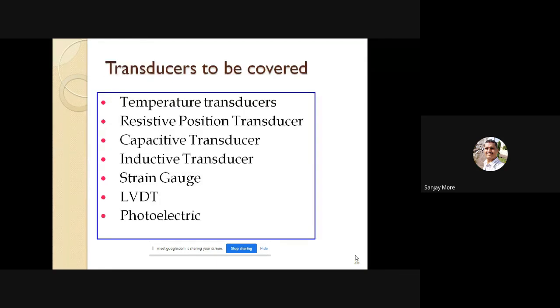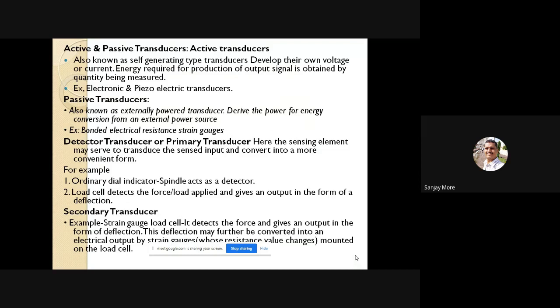See the major classification of transducers: temperature transducer, resistive position transducer, capacitive transducers, inductive transducer, strain gauges, LVDT, linear variable differential transducers, and photoelectric transducers. Then see the details of classification of transducers into active or passive transducers. So active transducers, for example, piezoelectric transducers. Then in the next slide, we will see the details of what is meant by piezoelectric transducer with the help of a diagram.